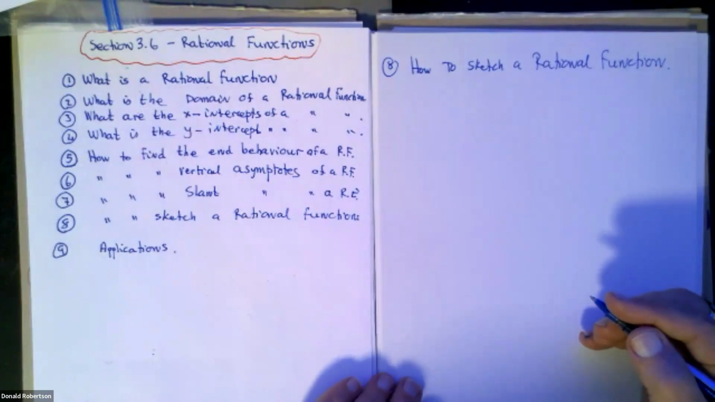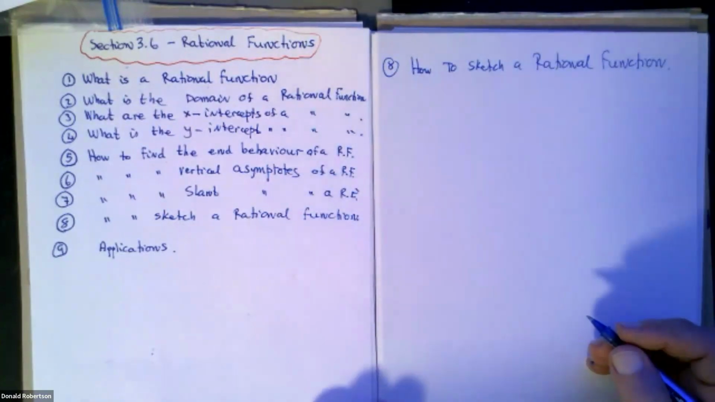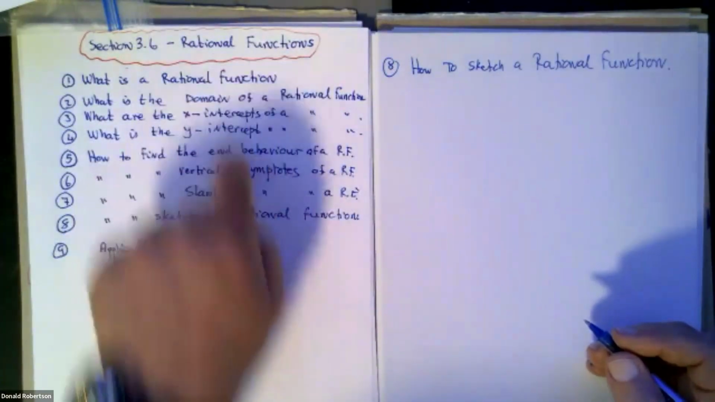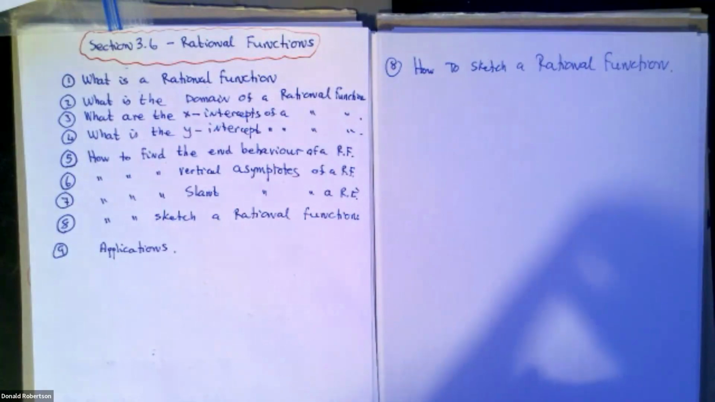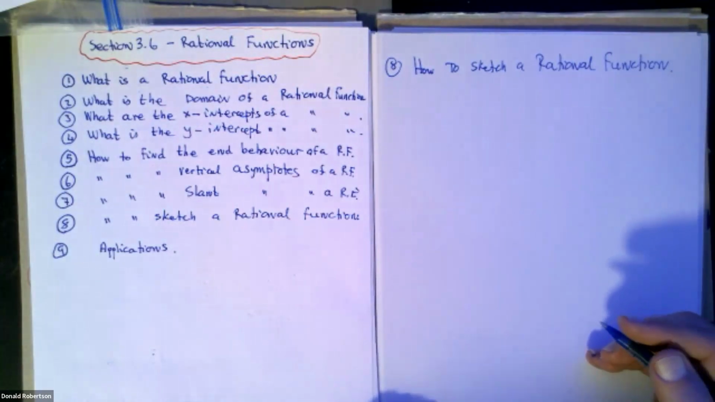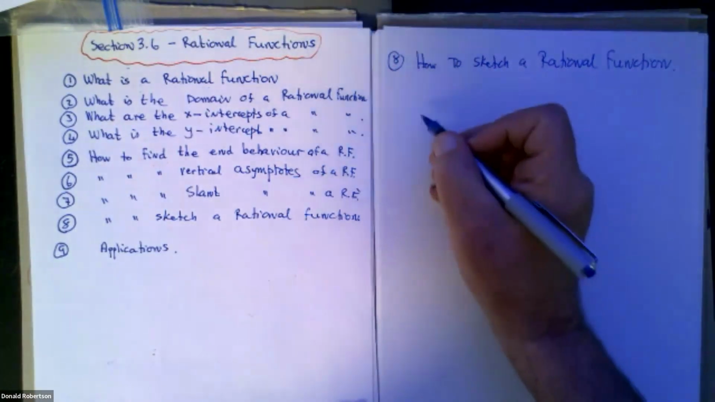Well, hello everyone. This is us on the second last subtopic. What we're going to be essentially doing is putting together all the different things that we've discovered in the earlier 7 and putting them together so that we can come up with a pretty detailed, not perfect, but a pretty detailed sketch of any rational function you might encounter. So it's a bit like a shopping list.